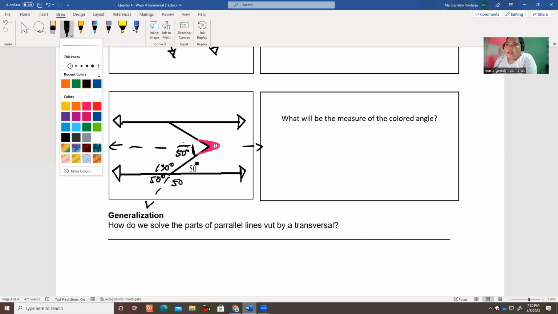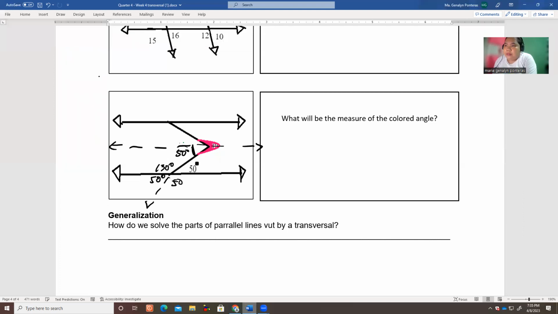Let me use the thinner one. And so this one, if I'm going to extend it into a transversal, this will be 50. So this would be 130, this thing. So this thing also, the whole thing is 130.